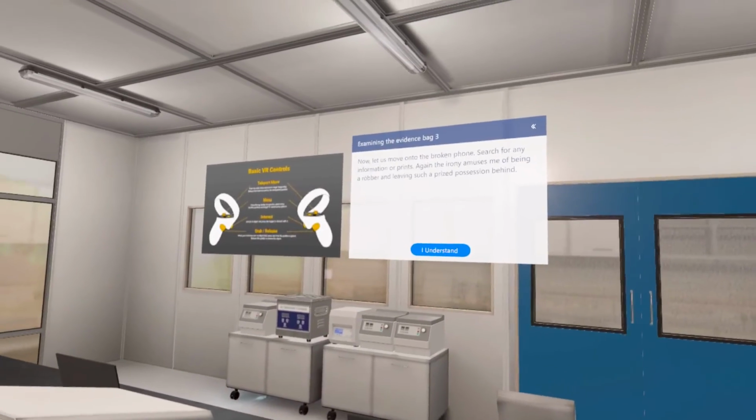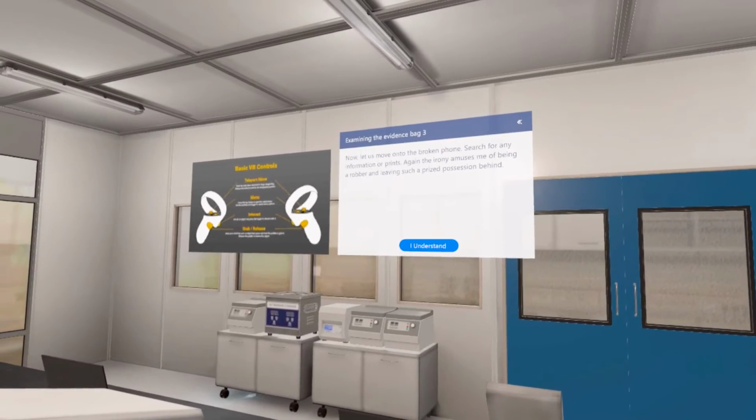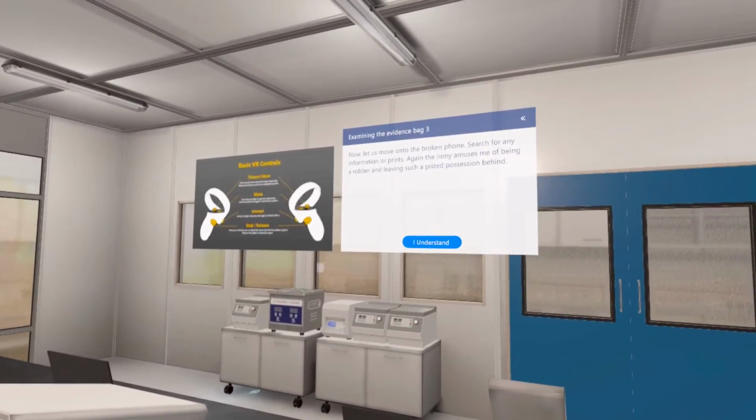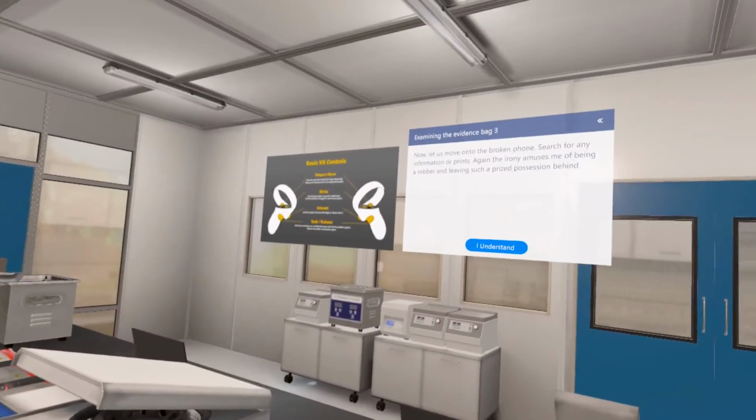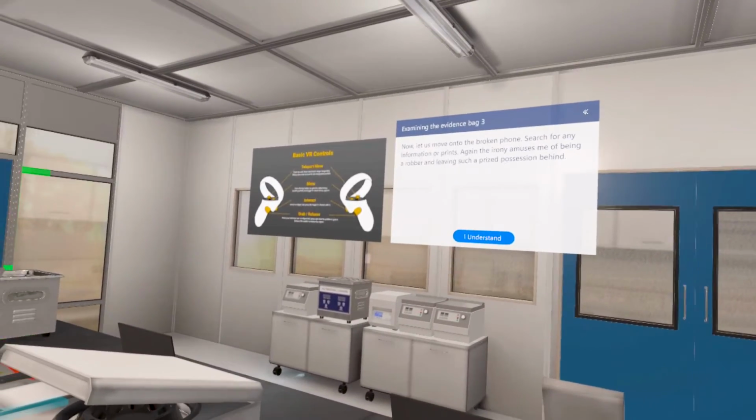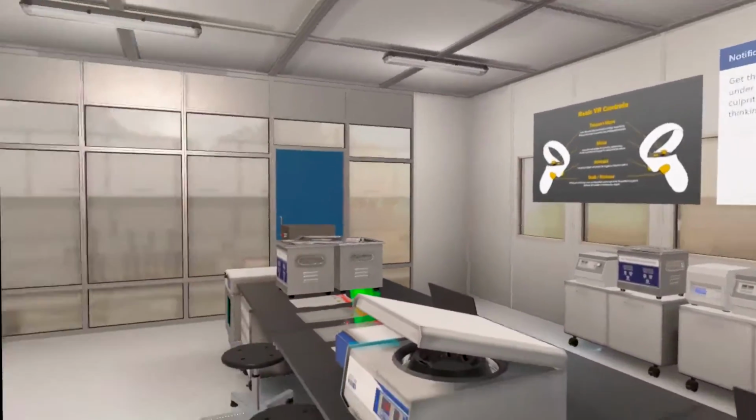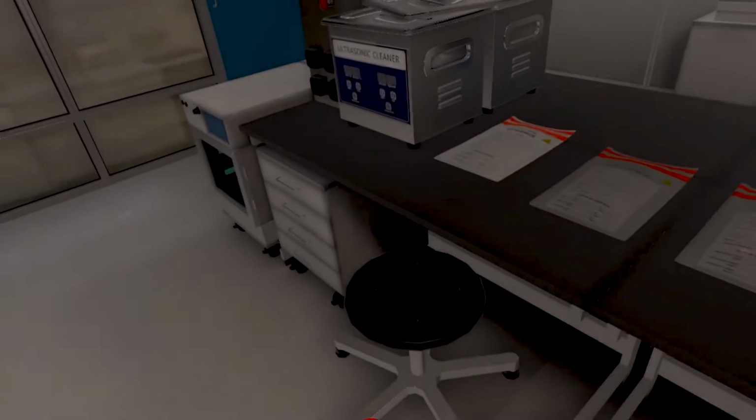Now, let us move on to the broken phone. Search for any information or prints. Again, the irony amuses me of being a robber and leaving such a prized possession behind. Get the broken phone from the evidence bag and place it under the UV light.